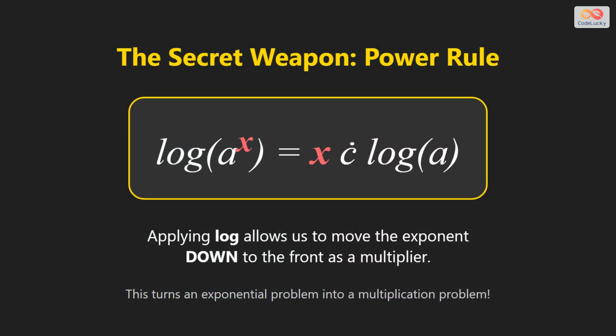That tool is the logarithm, and specifically, the power rule for logarithms. This is the secret weapon. The rule says that the log of a base to a power allows you to take that power and move it down to the front as a multiplier. This changes our problem from an exponent problem into a simple multiplication problem.